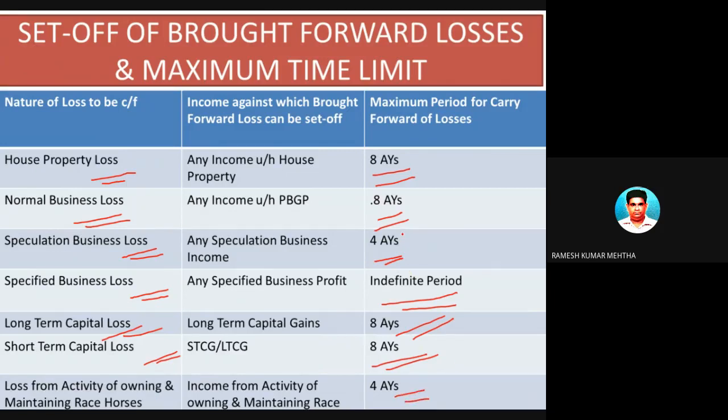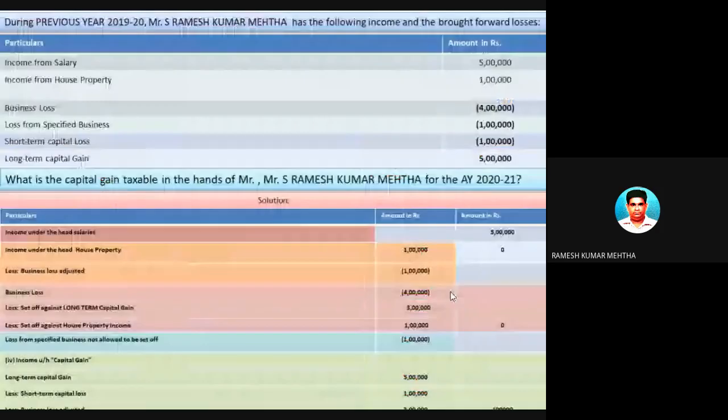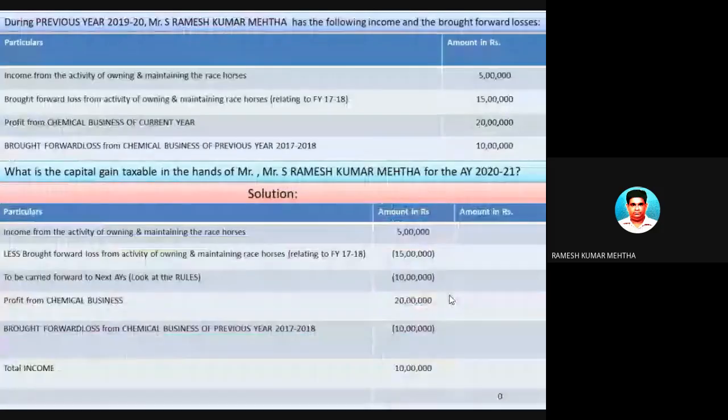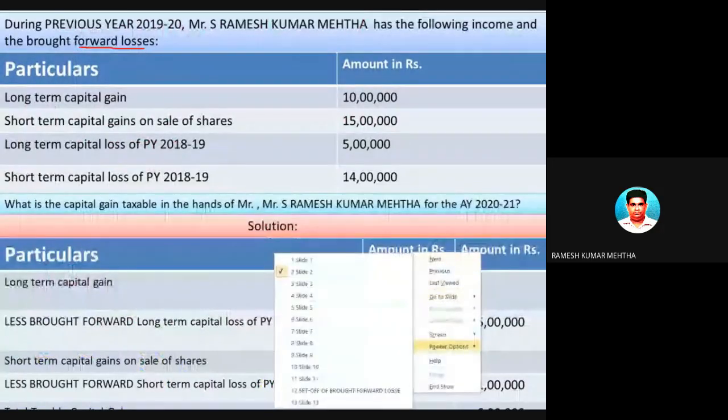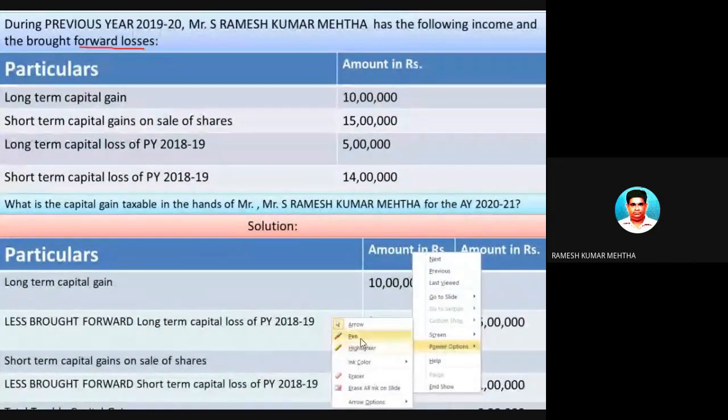Except for speculative business loss and loss from the activity of owning and maintaining horse races, which are carried forward for 4 years, the rest are carried forward for 8 years. And in case of specified businesses, it can be carried forward for an indefinite period of time. So with this theoretical background, let's start solving the problem. The problem is in front of us, and let's solve it.